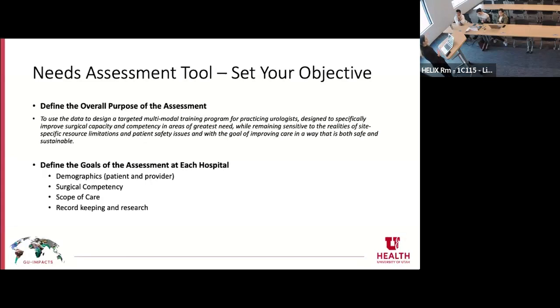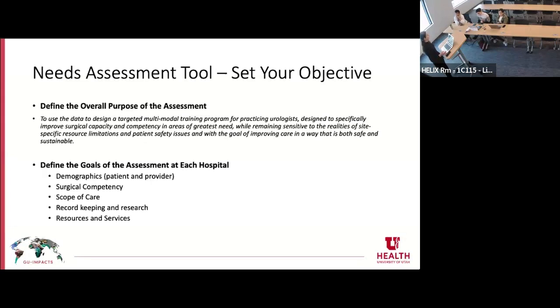Record keeping and research. I think this is a big topic that I didn't realize at first, but is incredibly important, which is how do providers track patients? Do they have record keeping? Can they look back at their outcomes and know what's going on in their surgical cases or not?